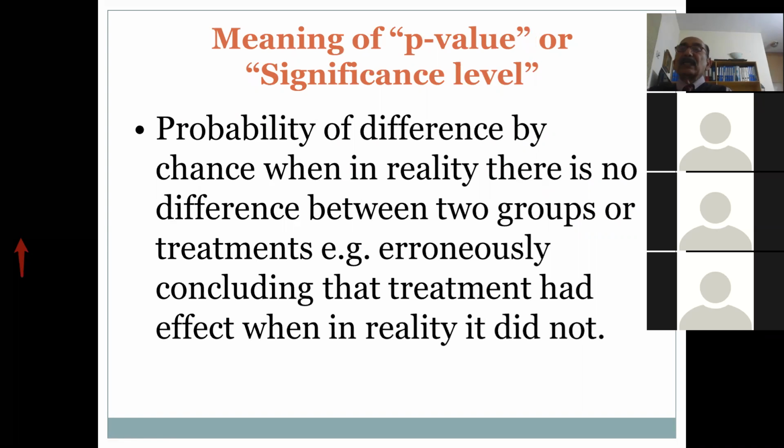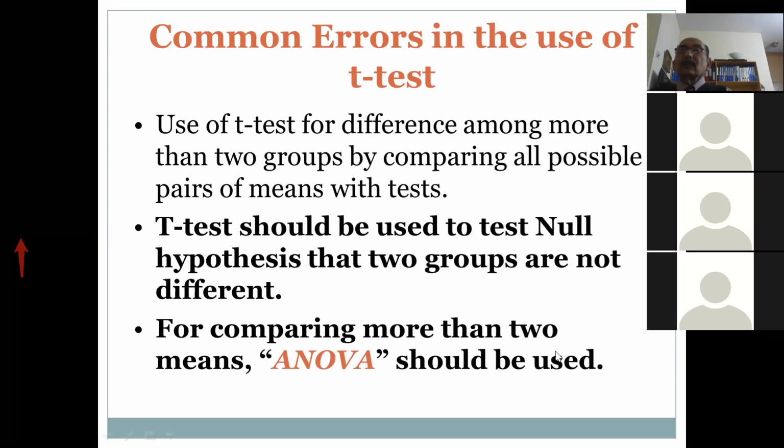Meaning of the p-value or significance level: the probability of a difference by chance, when in reality there is no difference between two groups or treatments, erroneously concluding that the treatment had an effect when in reality it did not.